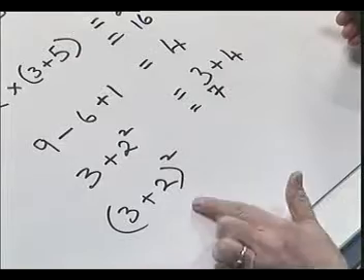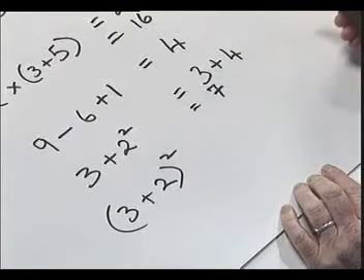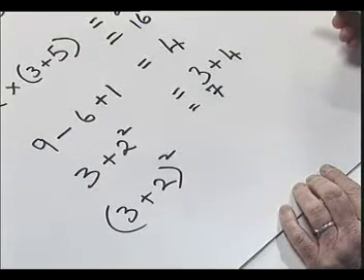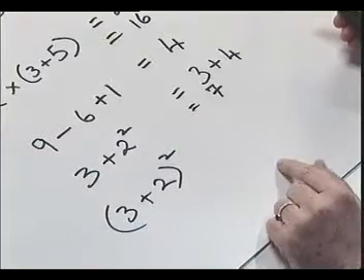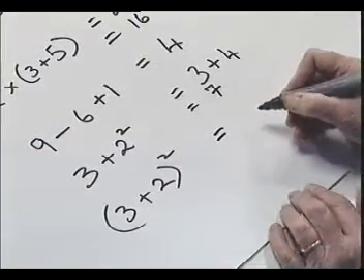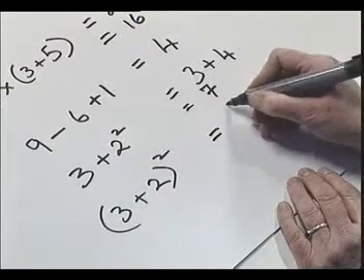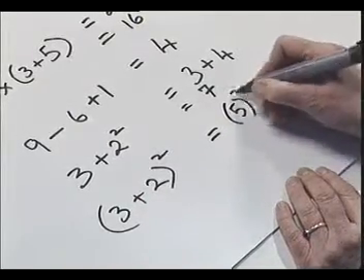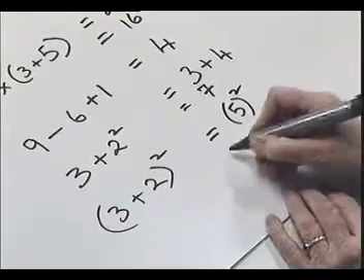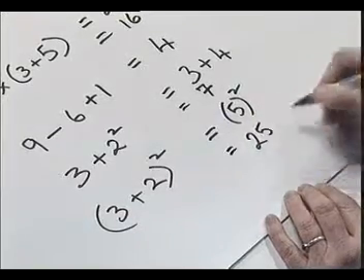And finally, this expression, 3 plus 2 all squared. Now we've got powers and brackets. But remember, using BODMAS, we do what's inside the brackets first. So it's 3 plus 2, which is 5. And then we have to square the 5, which is 25.